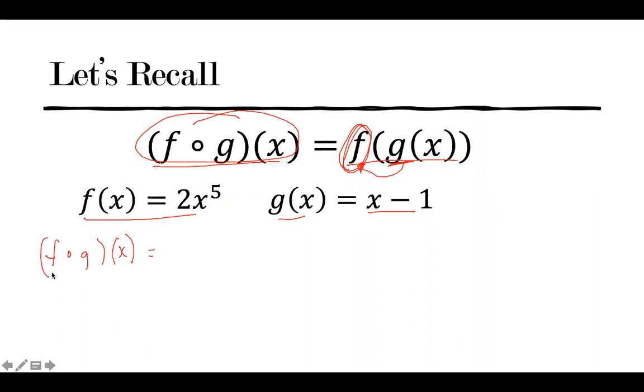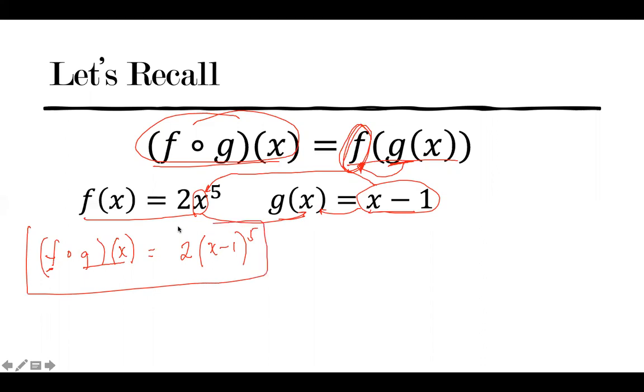Since this is the outer function, we will be replacing the domain of this with the g of x function. So if we have x minus 1 as the value of g of x, we will be using this to substitute the x of our f of x. If we simplify that, it will be 2, then the x of our f will be replaced with the g of x. So that's the concept of composition of functions. That will be 2 times x minus 1 to the power of 5.